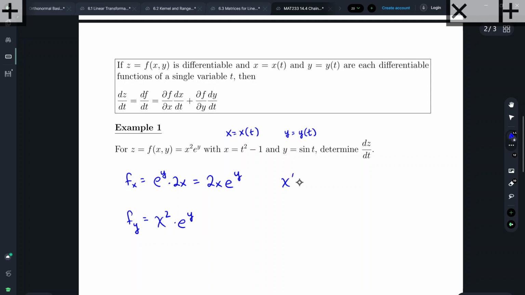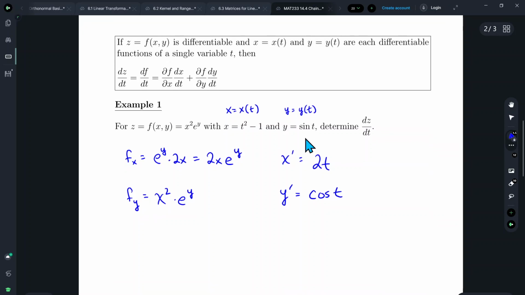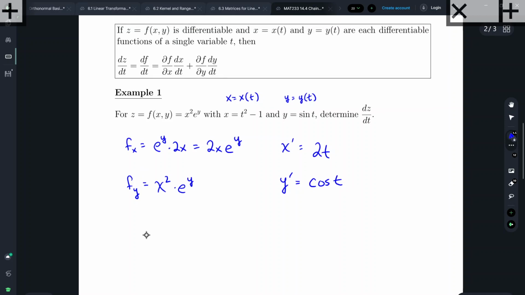Okay, so now I also need to differentiate x and y. So the derivative of x with respect to t is just 2t, and then the derivative of y with respect to t, so the derivative of sine is cosine. Okay, so these are all the different derivatives involving these three functions. Okay, so now we put it together according to the chain rule.